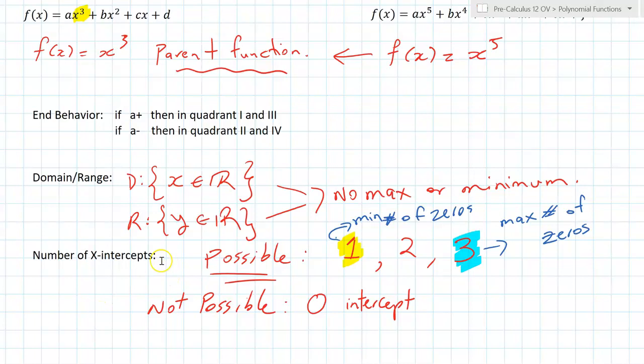All right, and then the number of x-intercepts. Possible numbers: 1, 2, and 3. 1 is the minimum number of zeros. We showed that. There is a possibility of 2, and then 3 is the maximum number. What you are never going to get is zero intercepts. The graph will always have to come down and cross the x-axis at one point, okay? And that is what that is.